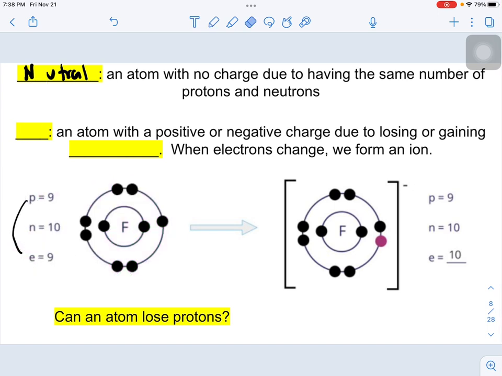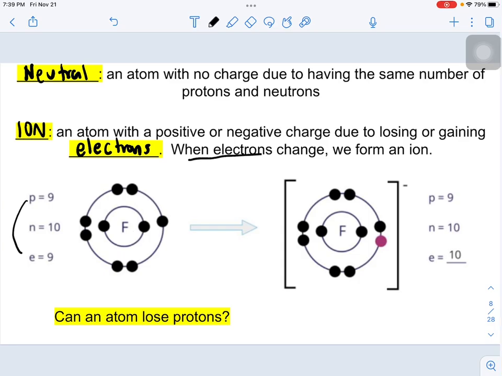Now let's define what is an ion. Okay, so I'm filling that in right now. It says an ion is an atom with a positive or negative charge due to losing or gaining electrons.